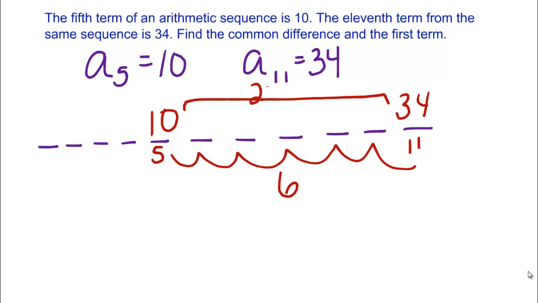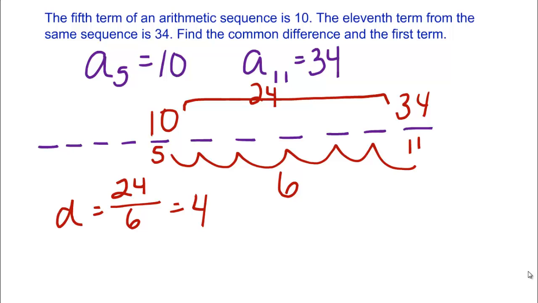And how far numerically did we go from 10 to 34? We went up 24. It should make sense then that our common difference is 24 over 6. I jumped up 24 numbers, and that represented a jump of 6 terms. So I must have jumped up 4 numbers to get to each next term. We essentially found a sort of average here. Makes sense. So d is 4. To go from the 5th term to the 11th term, we must have jumped 4 six times because we jumped 24 total. So I found d. d is 4.